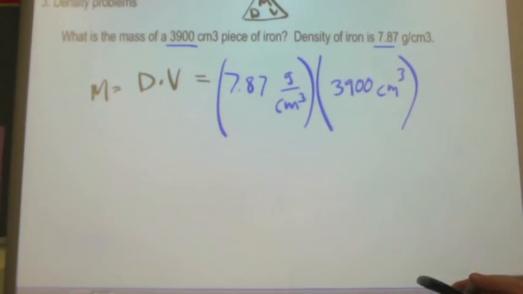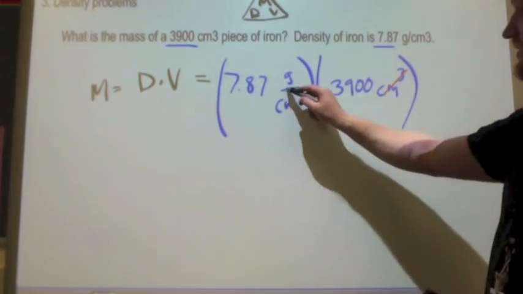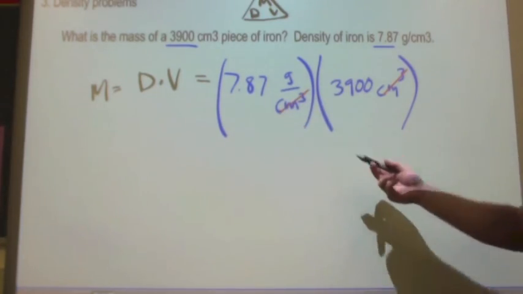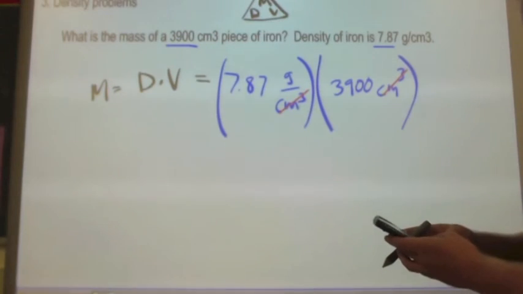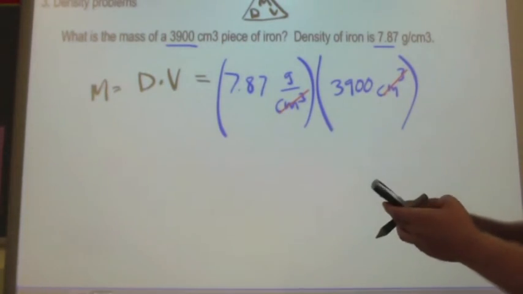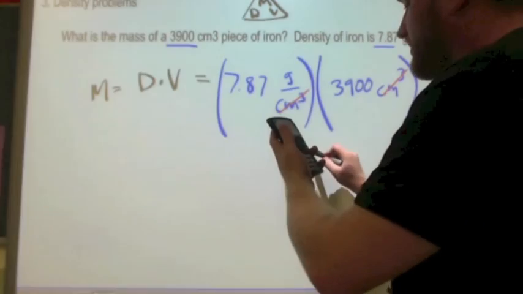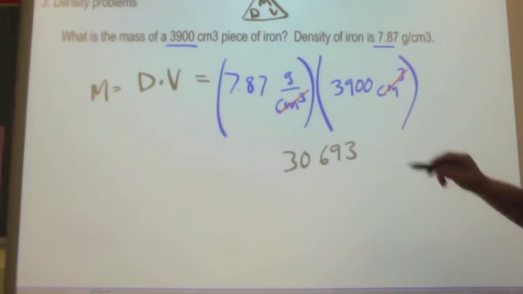And let's see what this gives us. First thing, before I even bother with the math, are the units going to look correct? Centimeter cubed, this is divided by centimeters cubed, so that cancels, leaves us with grams, which is good. That's a unit of mass. 7.87 times 3,900 gives me 30693.